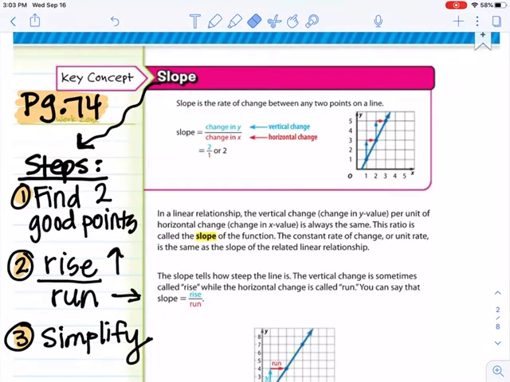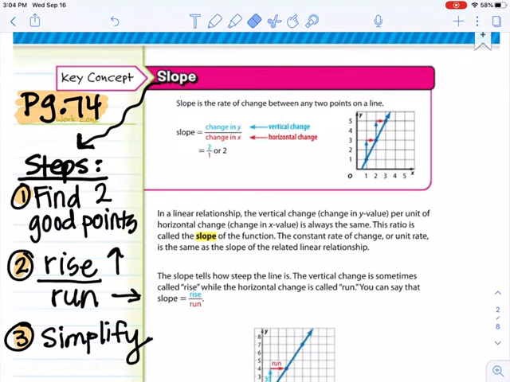In your math books, turn to page 74, and that's where this lesson will begin. By the end of this lesson, your goal is to be able to find the slope of a line. Before I really get into this lesson, I want you to pause it right here and write down the steps that are written here on the left-hand side margin.